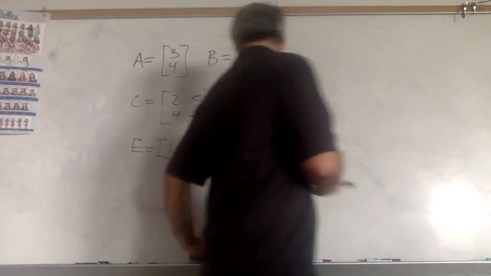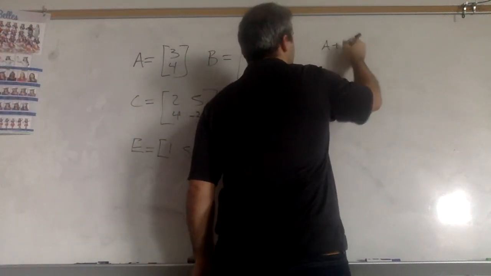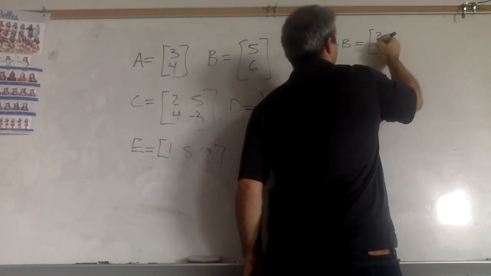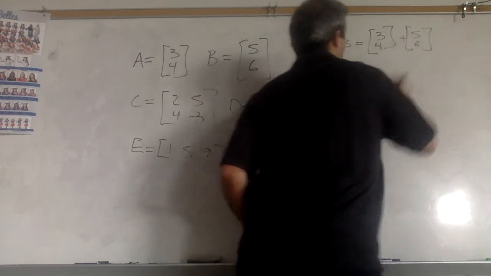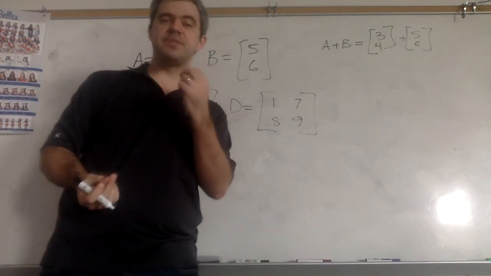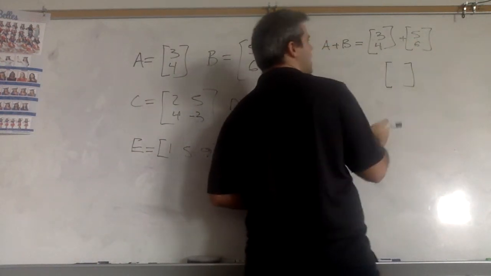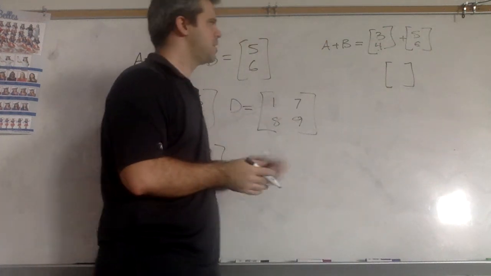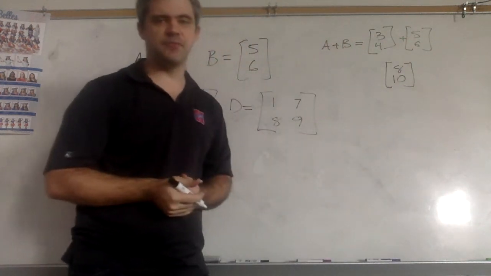Now, let's see if we can add matrices together. So let's see if we can do A plus B. Well, that's 3, 4, 5, 6, and we're going to try to add these together. It turns out this is defined as long as they're the same dimensions. So the sum is going to be the same dimensions as these two, and we're just going to add the values in the corresponding places. So 3 plus 5 is 8, 4 plus 6 is 10, and that's the sum of two matrices.